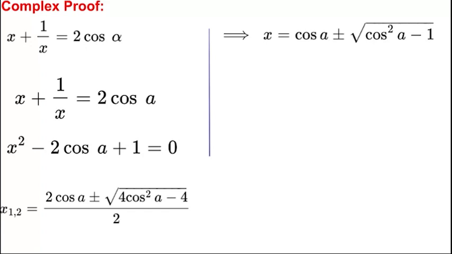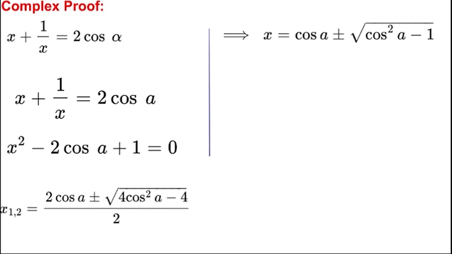Okay, so let's examine further the discriminant. So we have 4 cos squared a minus 4, and we're going to divide by 2. So that means we're factoring out the 4, because 2 squared is 4 and the square root of 4 is 2, so we can factor these out here. So what we're going to get is x is equal to cos of a plus or minus the square root of cos squared a minus 1.